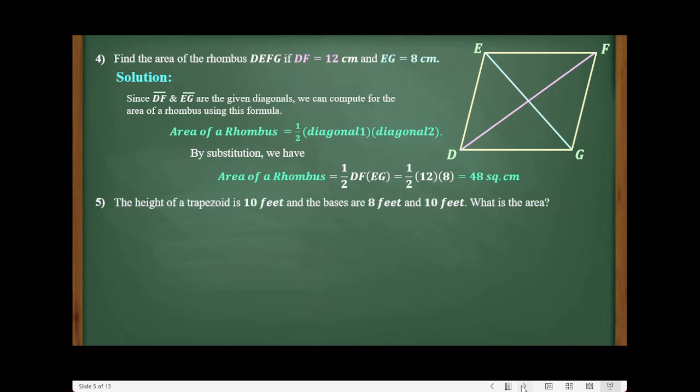So let's begin. Suppose you have this problem. The height of a trapezoid is 10 feet, and its bases are 8 feet and 10 feet. So how do we compute the area of this trapezoid? So let us try to draw a trapezoid and we label the given information.